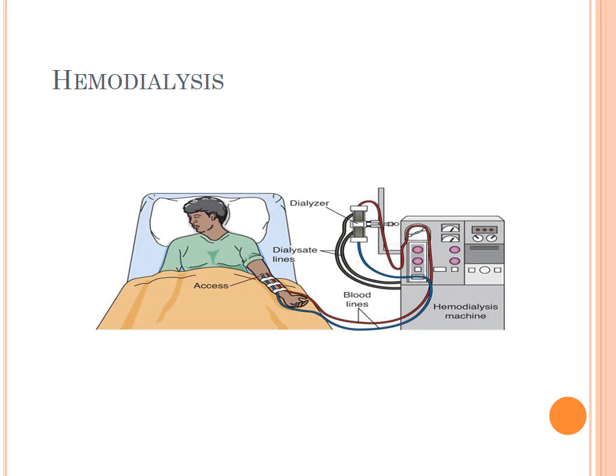Heparin is given to keep the blood from clotting as it's passing through the machine. So bleeding at the access site needs to be monitored, as well as from the nose or somewhere else if there was an injury.